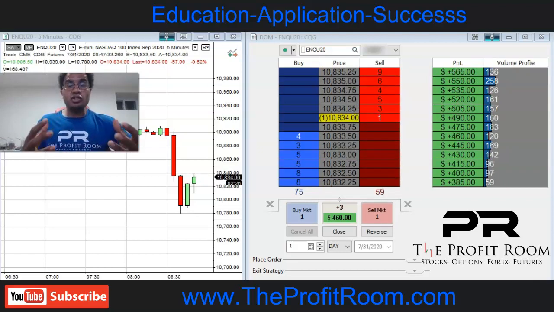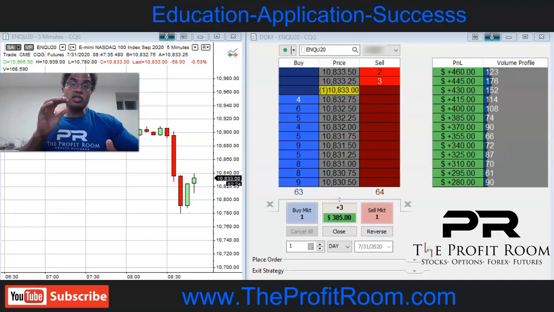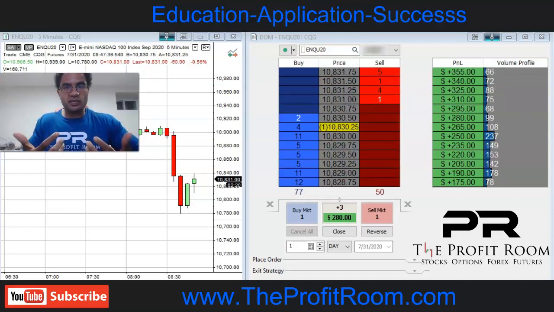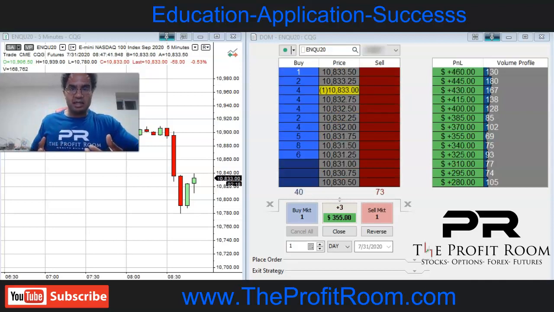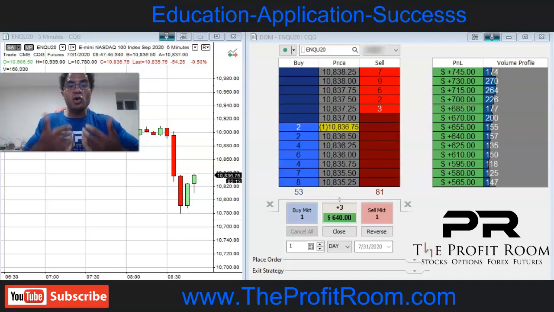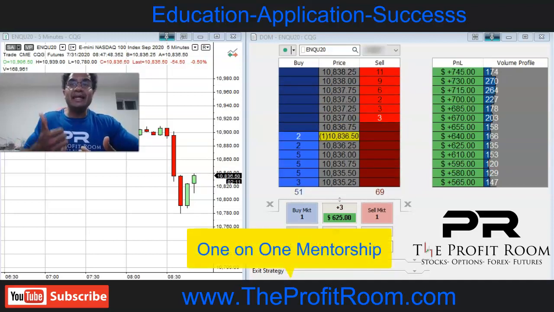Now, as advanced traders, we start to scale. Now, originally I had 5 contracts. Now I'm down to 3. Now, what is the reason for that? You want to start pulling that money out of the market. You want to start pulling that money back in the bank. Why? Because the purpose of trading is to generate income.